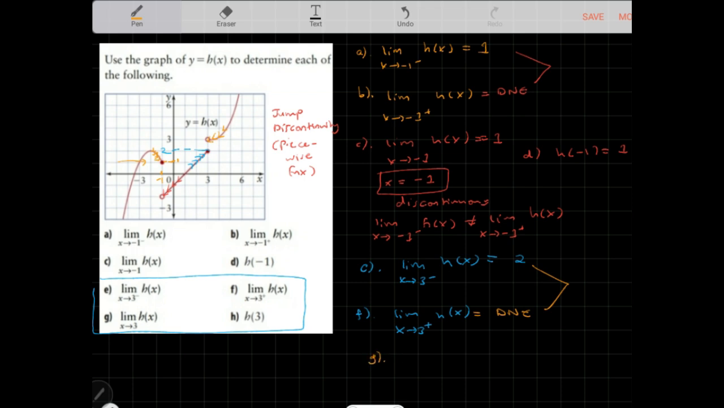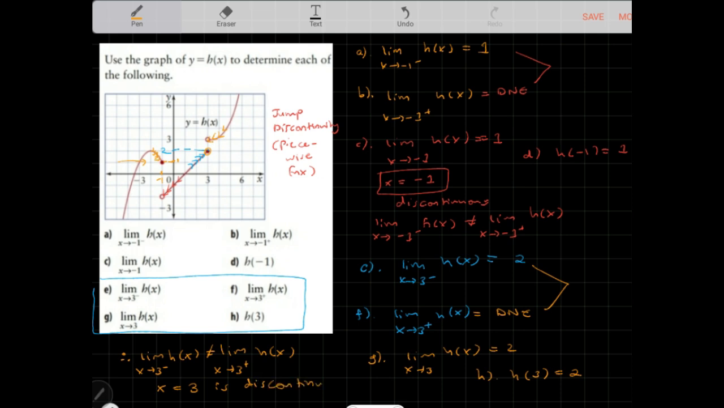For part G here, limit as x approaches 3 of h of x, we can see that the point 3 exists, it's 2, and h of 3 is equal to 2, right? So the limit as x approaches 3 from the left side of h of x is not equal to the limit as x approaches 3 from the right side of h of x. So x equals 3 is discontinuous. This also implies a jump discontinuity. You can notice that jump discontinuities occur when the left and right-handed limits aren't equal to each other.